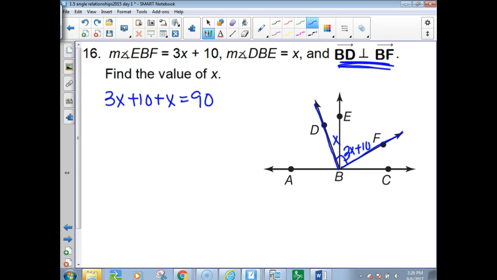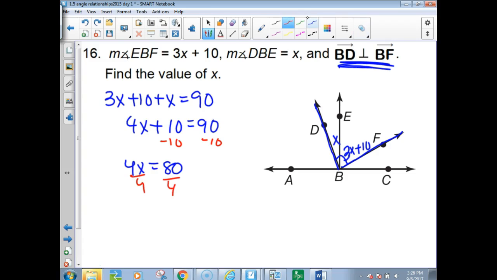By the way, if you want to just add those in your head, simplify it right away, go ahead and do that. x plus 3x is 4x. You've got 4x plus 10 equals 90. Subtract 10. We get 4x equals 80. Divide by 4, x is 20. So we don't do real hard equations in this class. We do pretty basic ones.